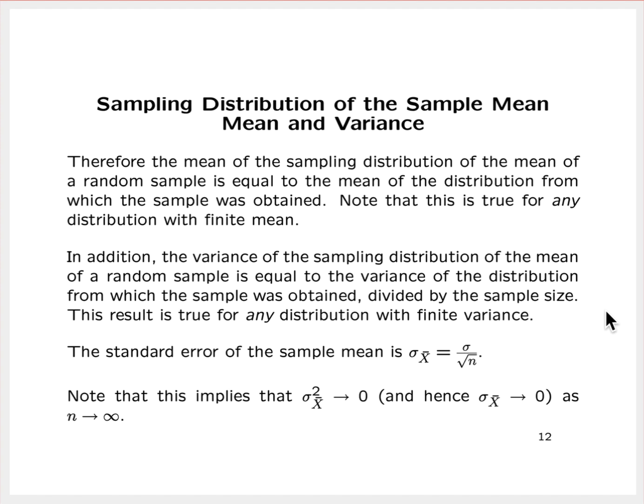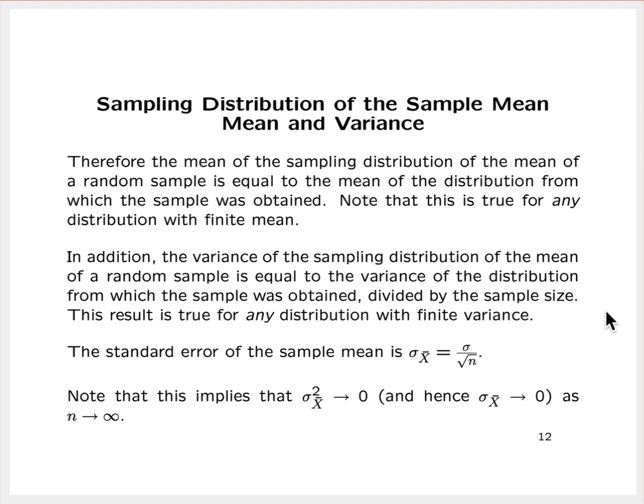So therefore, the mean of the sampling distribution of the mean of a random sample is equal to the mean of the distribution from which the sample was obtained. And this is true for any distribution with finite mean. In addition, the variance of the sampling distribution of the mean of a random sample is equal to the variance of the distribution from which the sample was obtained divided by the sample size. And again, this result is true for any distribution as long as that distribution has a finite variance, which is going to be all the distributions that we would look at in this course.